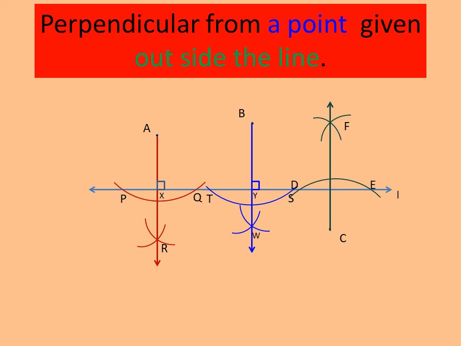Again I can say it is perpendicular to line L. The marking is done by the perpendicular symbol and named as point Z. I hope now you understood how to draw a perpendicular from a point given outside the line.